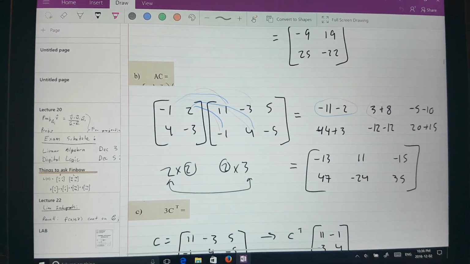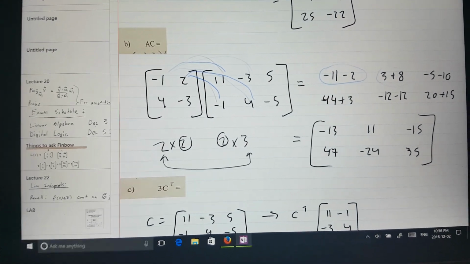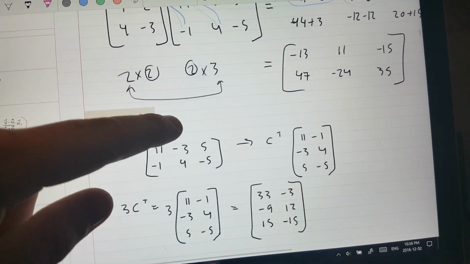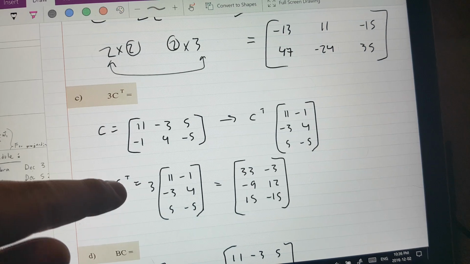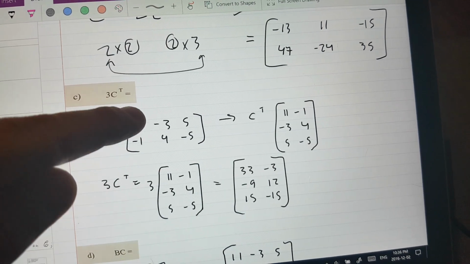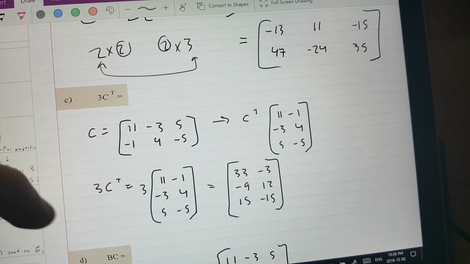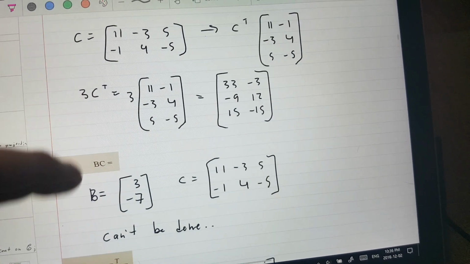I guess I made a mistake, because that would be minus 2, which would be plus 2. So anyway, it's all good. That's going to happen. 3 times C transpose: if that's C transpose, you just take these column vectors and they become your rows like this. And 3 is just a scalar, so you can distribute it that way. You can get that done.